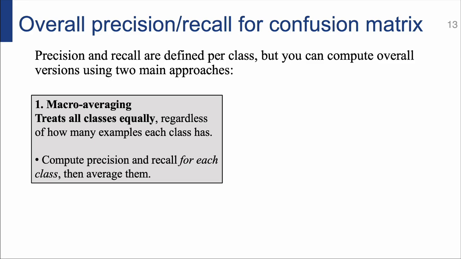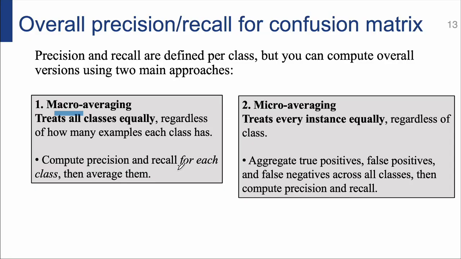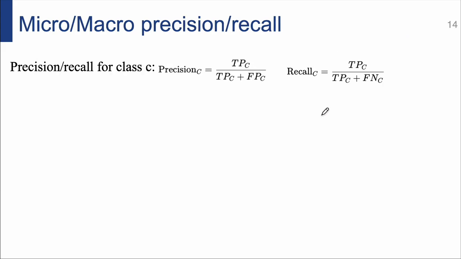Here we can find 2 main approaches. The first one is using macro averaging. It simply computes the average for either precision or recall. And the second approach is using micro averaging. It uses the original definition of precision and recall, but instead of using true positives, false positives, and false negatives per class, it sums them up for all classes. So every instance is treated equally.